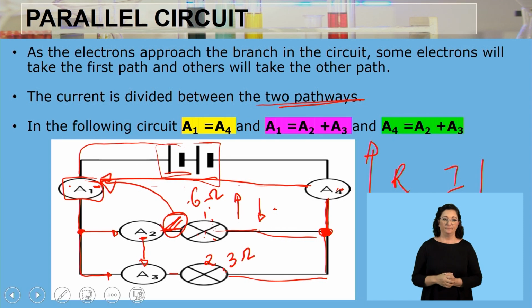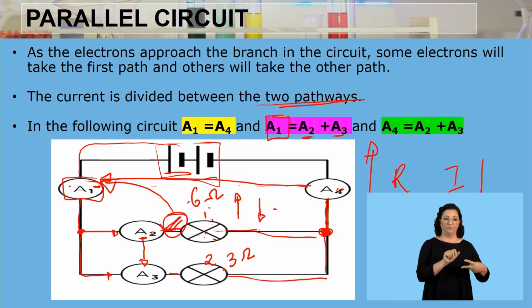What we're also saying is that the sum of these two currents, A2 plus A3, is going to be equal to A1 and also going to be equal to A4. So A2 plus A3 is going to give us A1 and also A2 plus A3 is also going to be giving us A4. So that's what we're saying in summary.